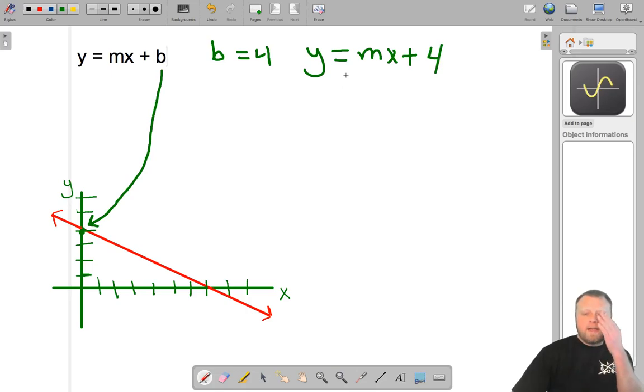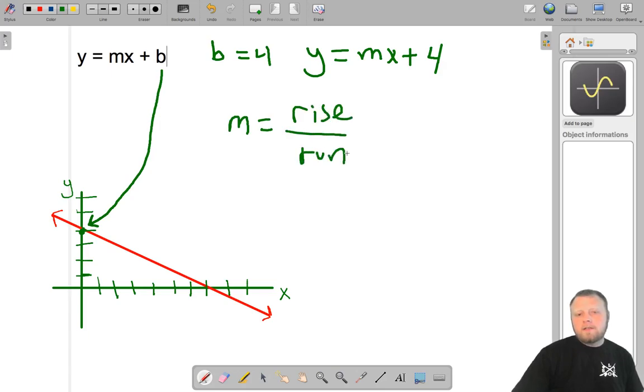Done with that. But we still have to figure out what that m is. And we don't know what that m is. The m, though, remember, was the rise over the run, to get to another point on a line, because 2 points determine a line. So let's go ahead and do that.